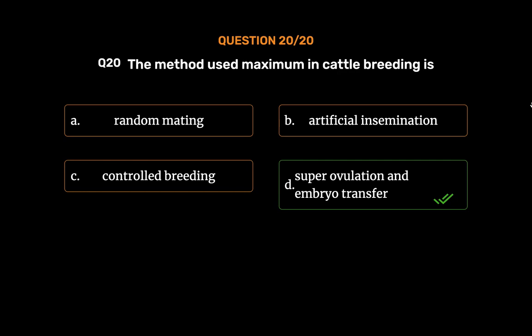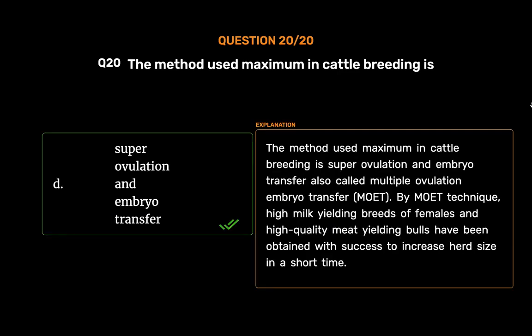Superovulation and embryo transfer. The method used maximum in cattle breeding is superovulation and embryo transfer, also called multiple ovulation embryo transfer, MOET. By the MOET technique, high milk yielding breeds of females and high quality meat yielding bulls have been obtained with success to increase herd size in a short time.